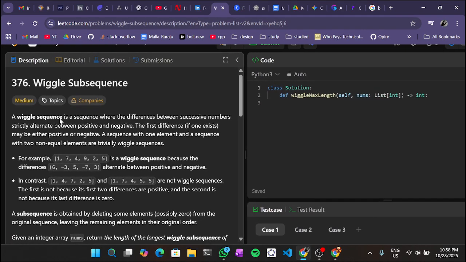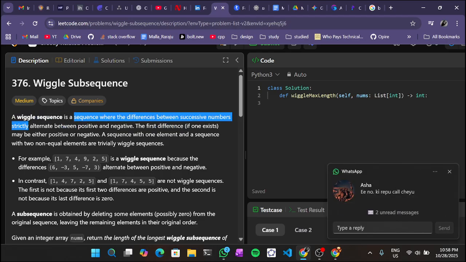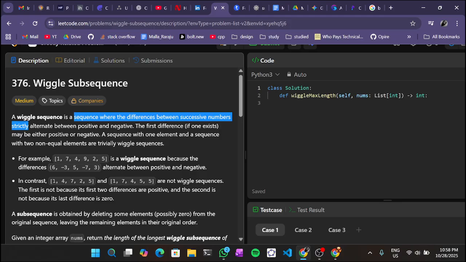A wiggle subsequence is a sequence where the differences between successive numbers strictly alternate between positive and negative. The first difference may be either positive or negative. Okay.